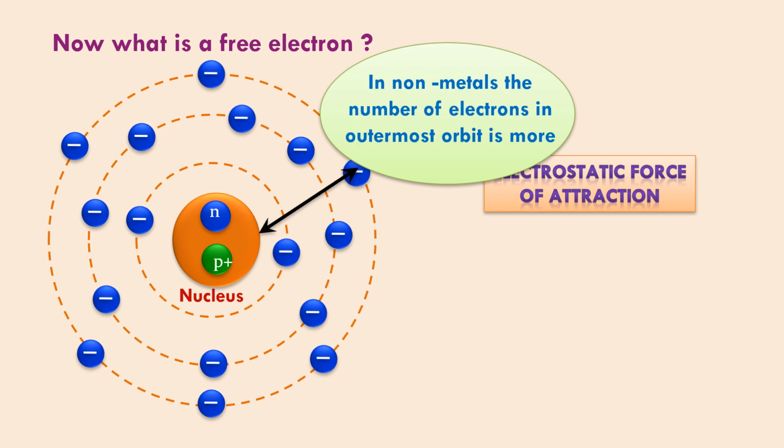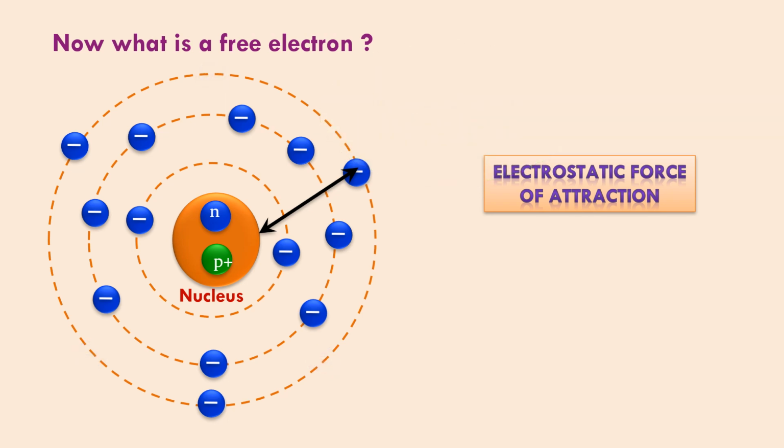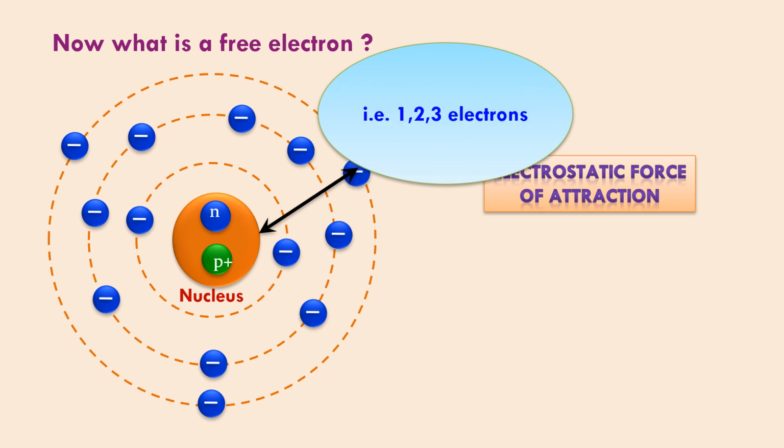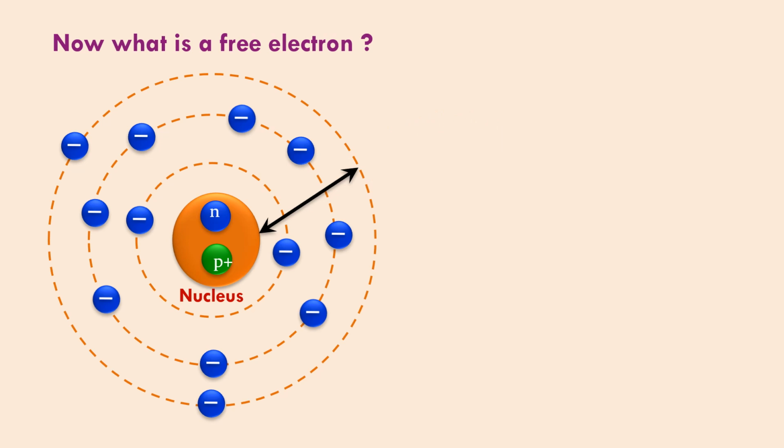In non-metals, the number of electrons in the outermost orbit is more, that is 5, 6, 7 electrons. Hence, electrons are strongly bound. In metals, the number of electrons in the outermost orbit is less, that is 1, 2, 3 electrons, and the electrons are loosely bound. See, the electrons are coming out.